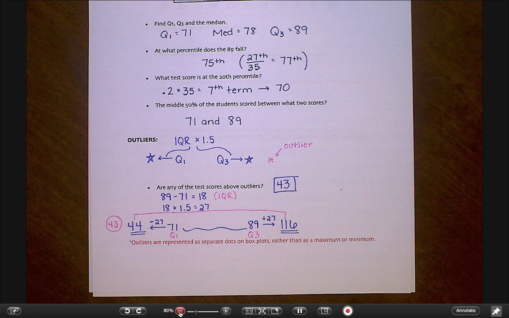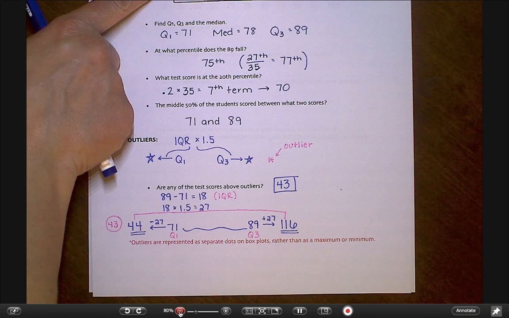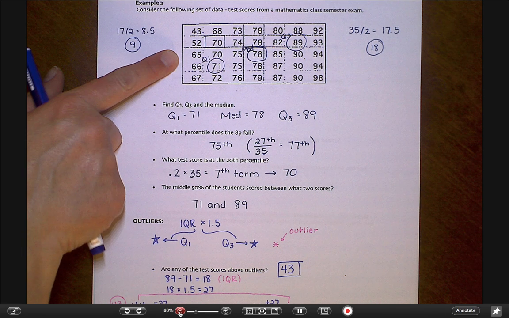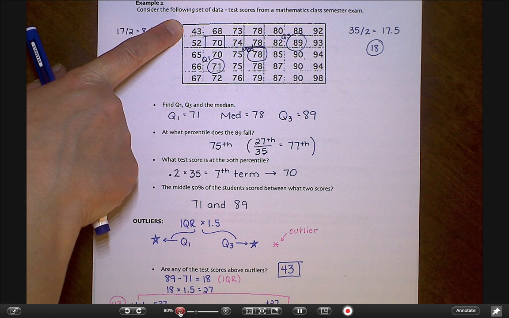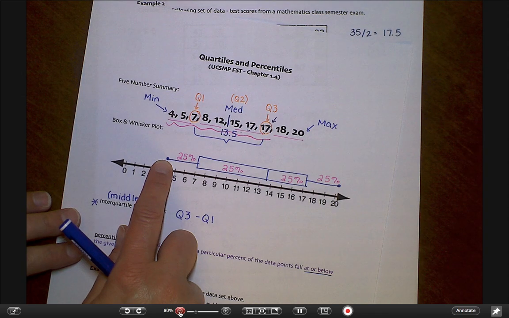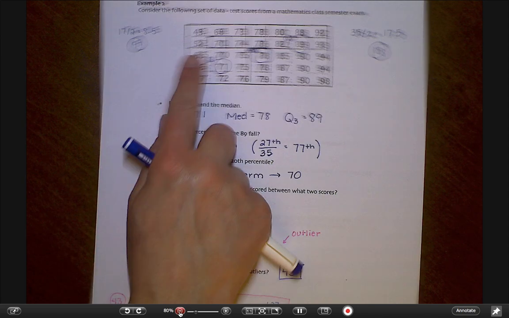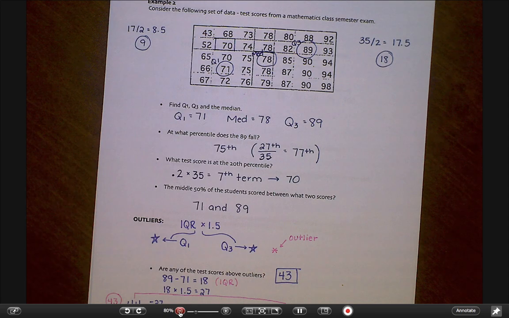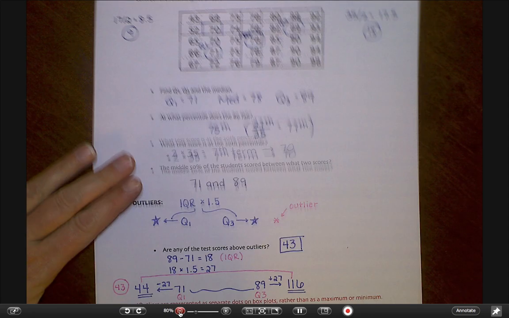The important thing to notice is that outliers are represented as separate dots when you're making a box and whisker plot. So if I were to make a box plot for this data set here, I would not make my minimum be at 43. When I draw that first dot, going back to this here, I would actually set my minimum at 52, and then I would do a separate dot off to the side for 43. So it would look something like this.